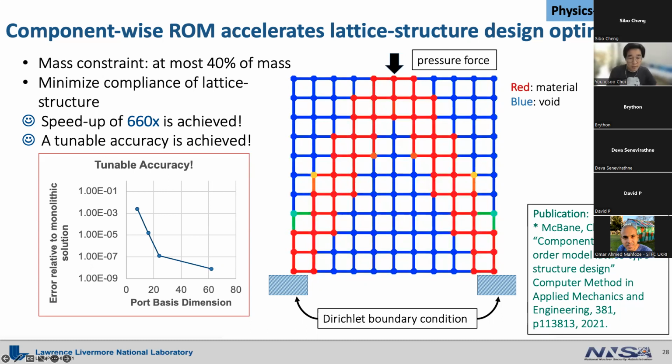Initially, it started with the uniform density variable, and it evolves to the optimal design, where the blue component implies no material there, while the red component implies that you put the materials there. With the component-wise reduced model, a speedup of 660 was achieved, and a tunable accuracy for a relative error less than 1% down to 10 to the negative 8 was also achieved.